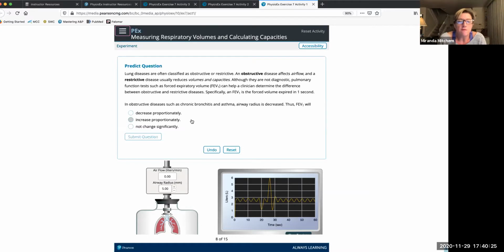Well, the forced expiratory volume is what the FEV1 is. And with obstructive diseases, it's hard to get the air out so that we can get the right pressure and volume dynamics to get the next inspiration in.